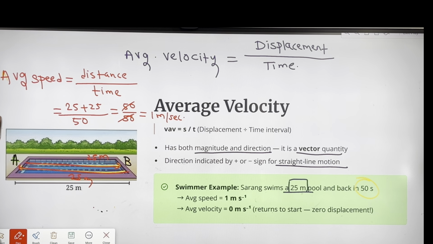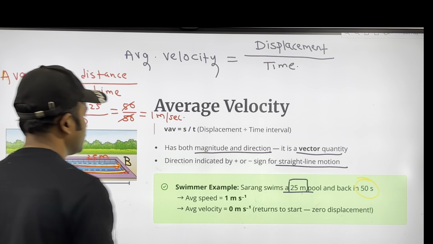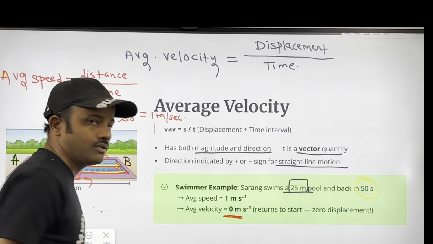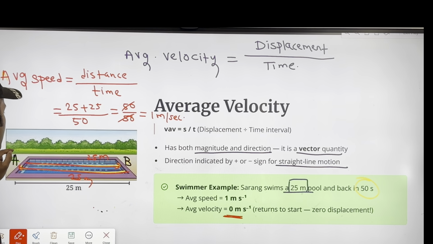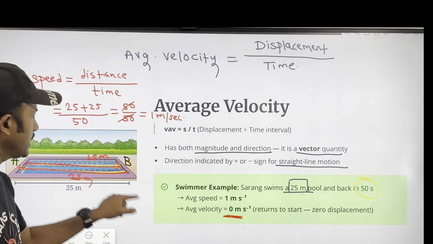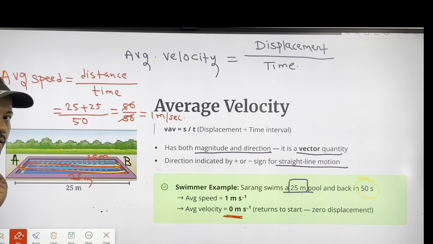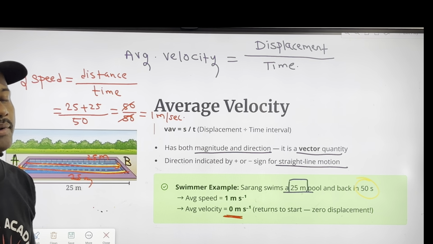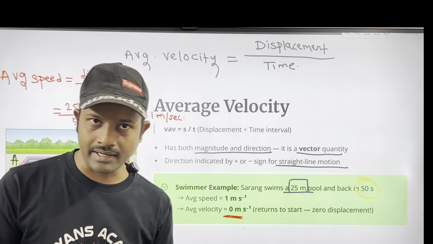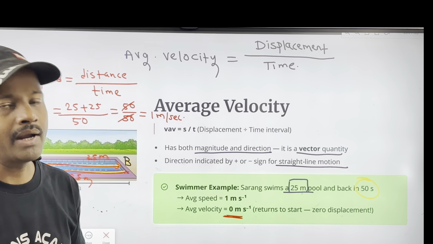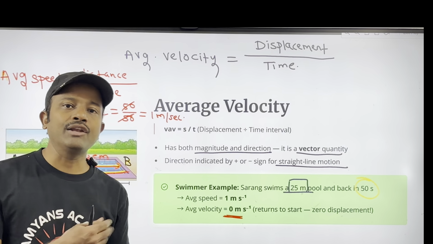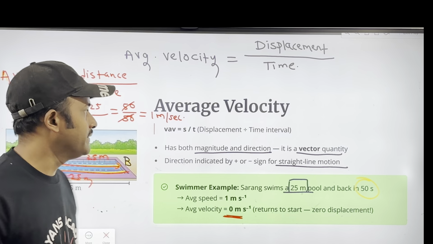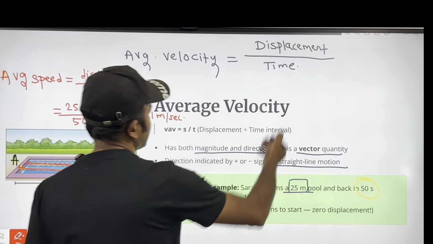But in this case, how does the average velocity become 0? Why? Because he starts from A and reaches B, and again he comes back to A. In this case, the initial point and final point are coinciding. If the initial and final points coincide, the displacement becomes 0. If displacement is 0, velocity is also 0.